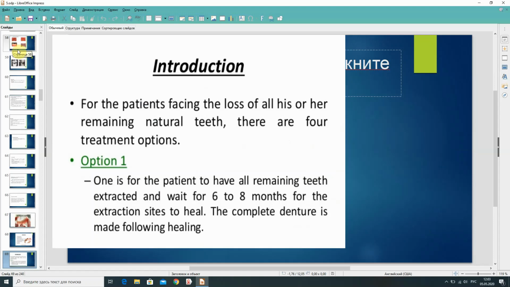Introduction. For patients facing the loss of all their remaining natural teeth, there are 4 treatment options. Option 1 is for the patient to have all remaining teeth extracted and wait for 6 to 8 months for the extraction sites to heal. The complete denture is made following healing.